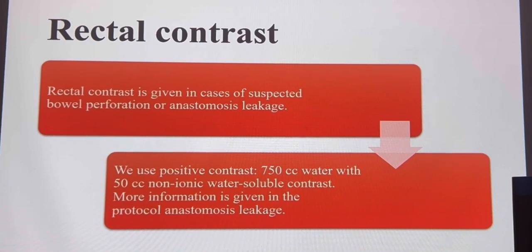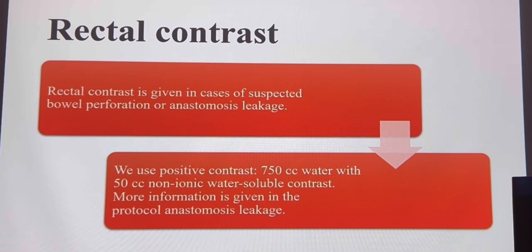The amount is 50 cc of non-ionic, water soluble contrast, diluted in 750 ml, total 800. The trick in this application is to give the contrast through a large caliber catheter, and immediately, once you deliver the contrast, once you think that the area of interest has been reached by the contrast, you do your imaging. If you delay your imaging, you will lose the pathology. The technical aspect of how to do it when you are using rectal contrast is very, very important. Of course, the doctor should be available with you in doing this examination.